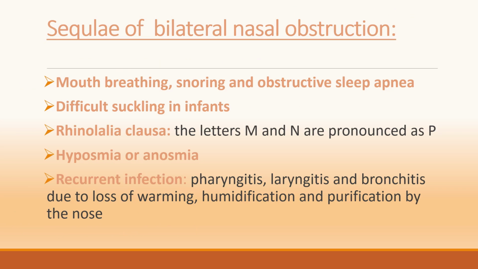What are the sequelae of bilateral nasal obstruction? It will lead to mouth breathing, snoring, and maybe obstructive sleep apnea. Difficult suckling in infants. And a term called rhinolalia clausa, where the letters M and N are pronounced as a P. Hyposmia or anosmia. Recurrent infections like pharyngitis, laryngitis, and bronchitis, due to loss of warming, humidification, and purification by the nose.